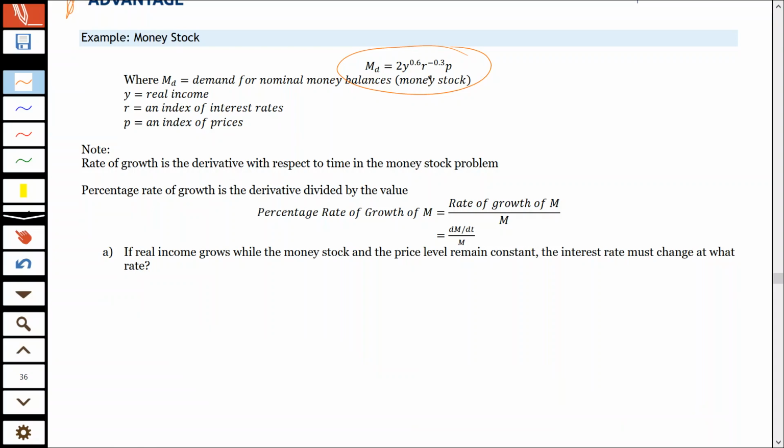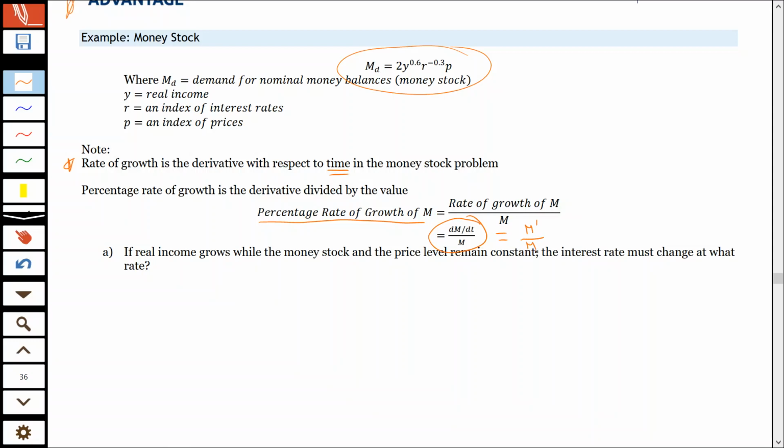We're also going to start talking about growth rates and percentage growth rates. So we want to recognize that in these problems, the rate of growth is the derivative with respect to time. And if it talks about the percentage rate of growth, that is the rate of growth divided by whatever variable we're talking about. So if this is the percentage rate of growth for M, it's the rate of growth for M over M. The percentage rate of growth is the derivative with respect to time divided by M, and sometimes we like to write this as M prime over M. But this is giving us the percentage rate of growth.